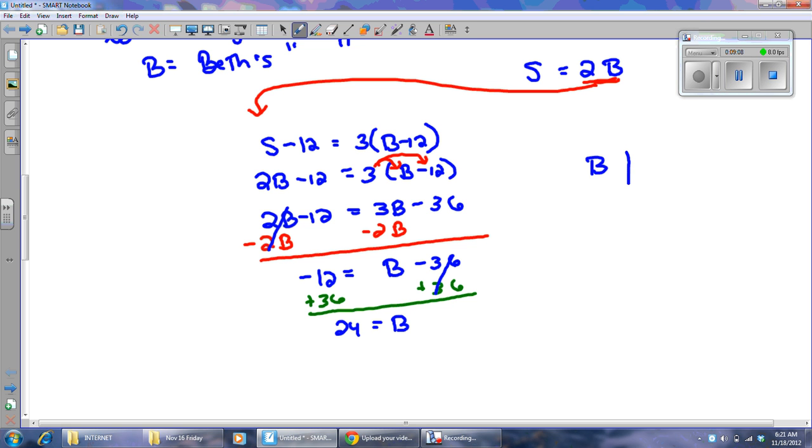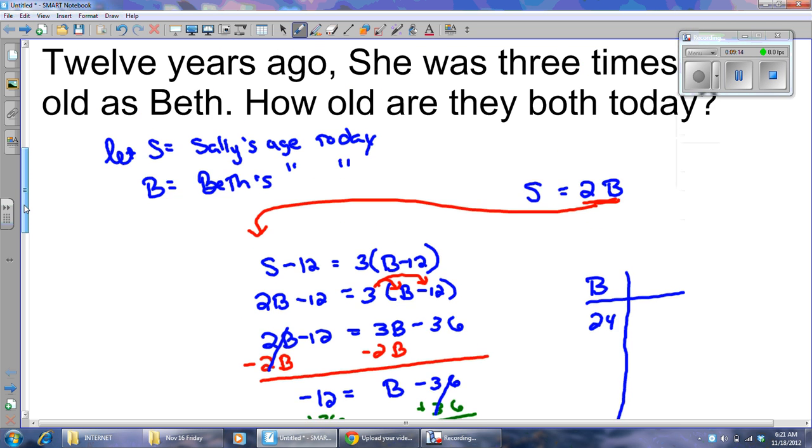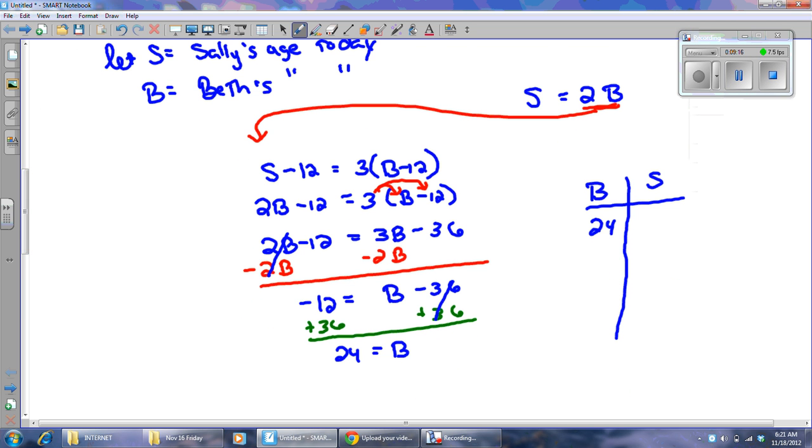Well, let's see here. If Beth today is 24 and Sally is twice as old, right? That makes Sally's age 48. Okay. 12 years ago, Beth would be 12 and Sally would be 36. And sure enough, that's times 3, isn't it? There you go. All right. The trick is being able to define your variables and then writing equations from the sentences.